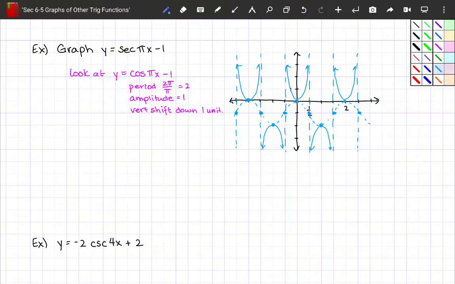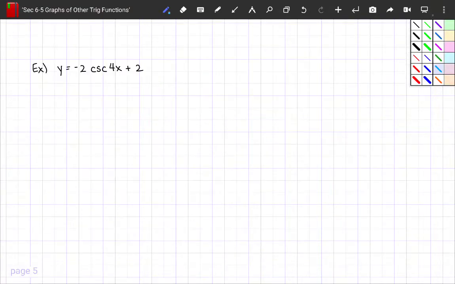So let's look at one more. We'll look at a cosecant graph. Again, I would encourage you, pause the video and try this on your own if you haven't done that yet. Okay, so let's take a look at what we got here. Again, we're going to look at the corresponding, in this case, reciprocal of cosecant is sine. So we're going to look at y equals -2 sine 4x plus 2.